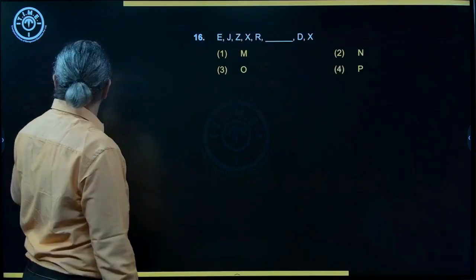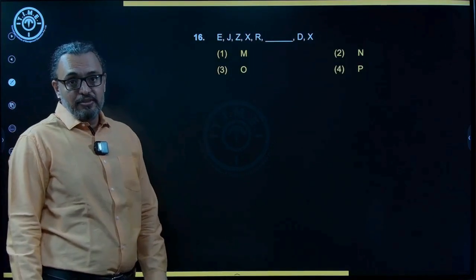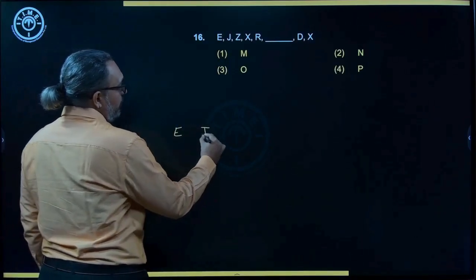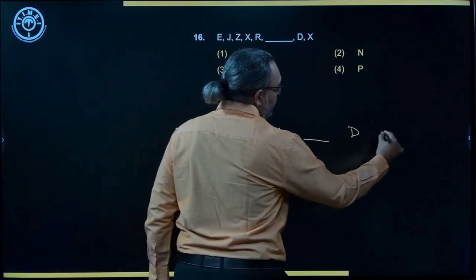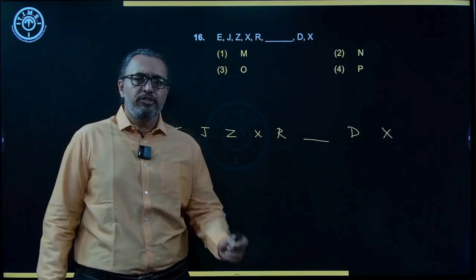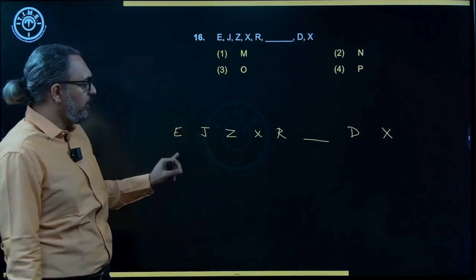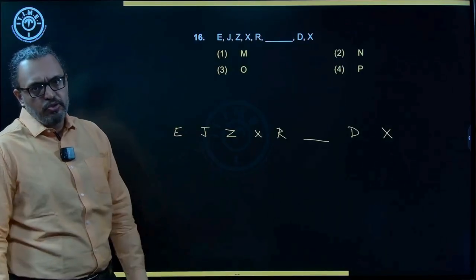Then next. Now we have letter series. Now in letter series, you have E, J, Z, X, R, blank, D, X. Now here always when letter series is given, first focus is vowels and consonants. Do I have a logic on vowels and consonants? Here clearly it is not. E is changing to J, the vowel is changing to consonant, so that is not going to work.